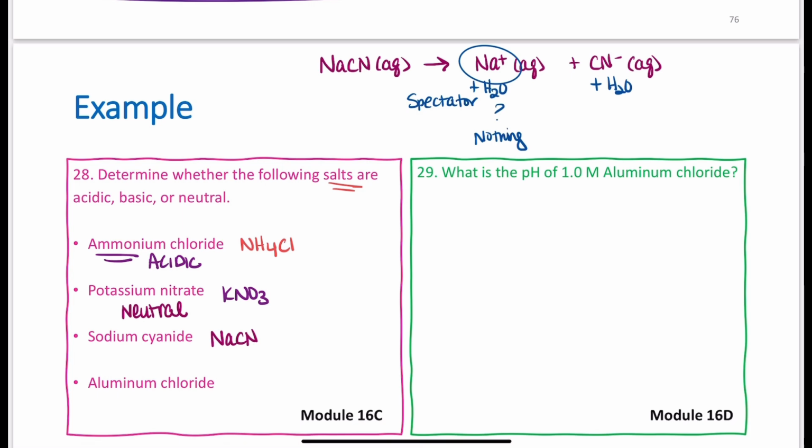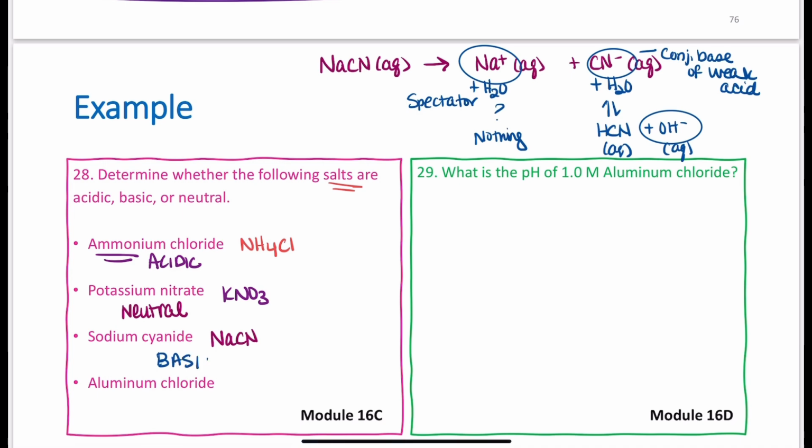If I look at cyanide, though, cyanide is the conjugate base of a weak acid. So in solution, this will form HCN and hydroxide. It's the formation of the hydroxide here that makes the solution basic.